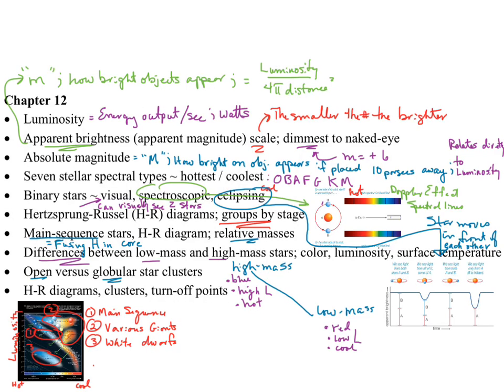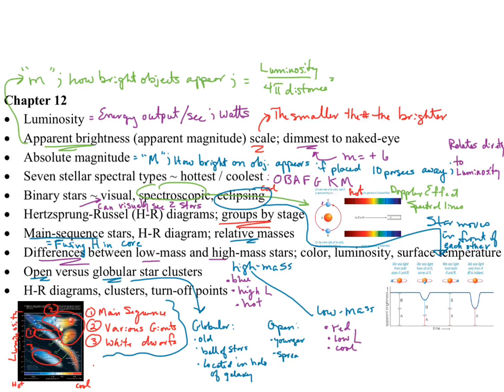We talked about two types of clusters of stars. There are globular clusters. They're old balls of stars located in the halo. And there are open clusters. They're relatively young, spread out, and they're located in the disk of our galaxy.